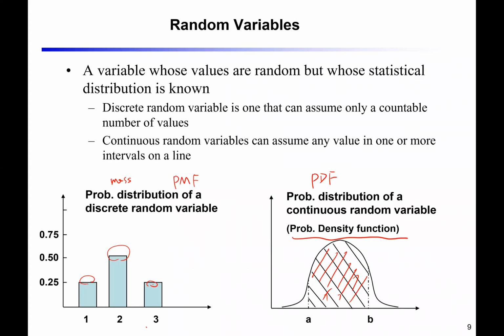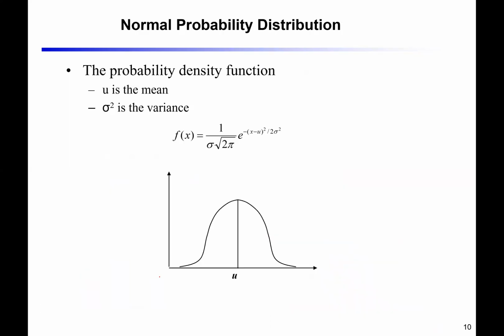By the way, the total probability rule means that if you integrate from minus infinity to infinity, the area under the curve is also 1. And if you add all these values together, it's also 1. This is called the total probability rule. Here is the normal probability density function, which has two parameters: mu, the mean, and sigma, the standard deviation.